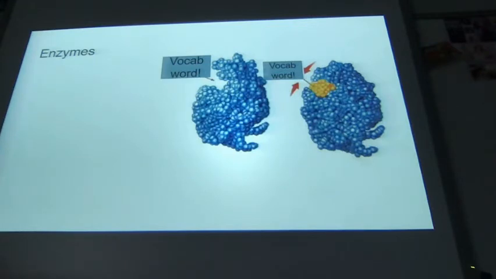Vocab word. Give me that first one. Active site. Hopefully that's what pops up. There we go. Active site. I really don't know what order these are going to come off. And then what's the yellow thing? Substrate. Some ugly pictures.